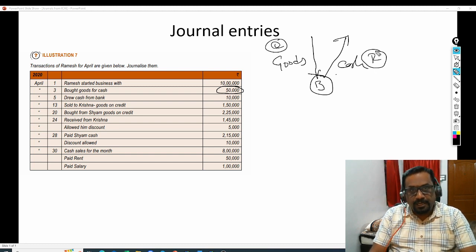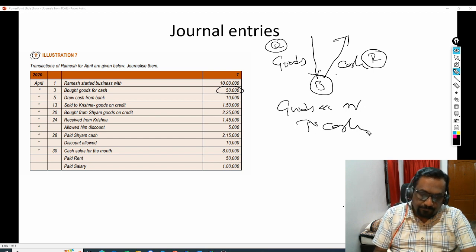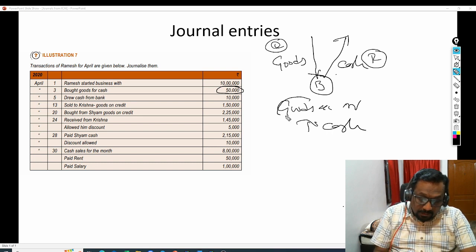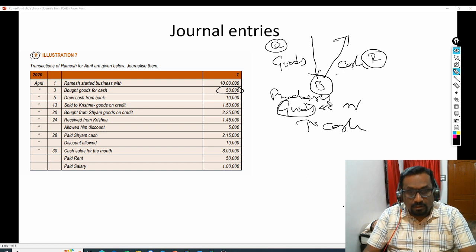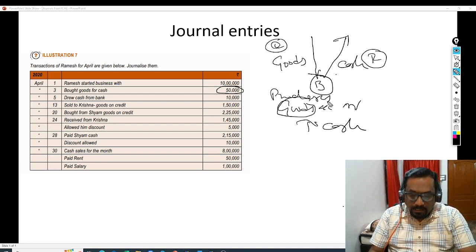So what is the principle under real account? Debit what comes in, credit what goes out. Goods are coming in, so the entry is goods account debit to cash account. Goods can be replaced with purchases. I'm not saying that goods is wrong. You can debit goods account to cash account. But since we purchased goods, instead of goods, you can debit purchase account. Clear? Right.